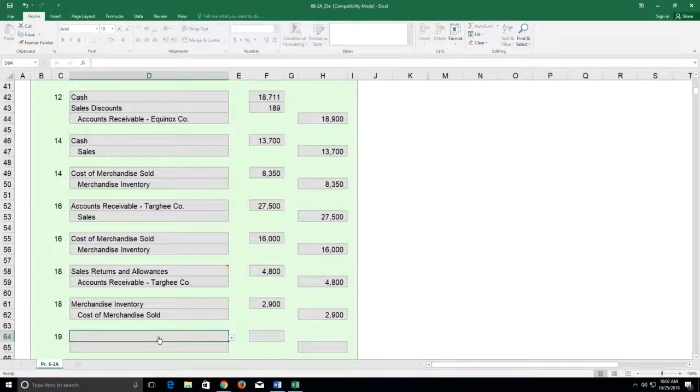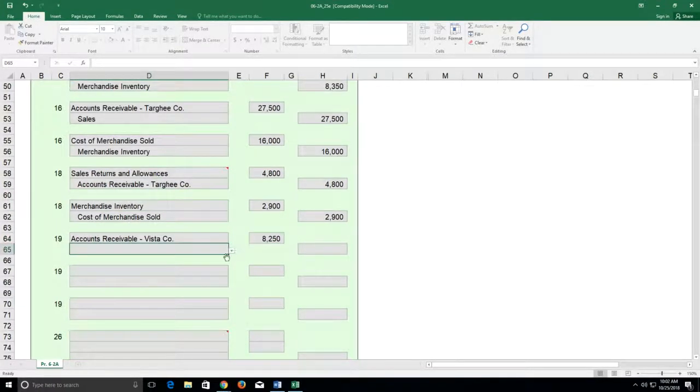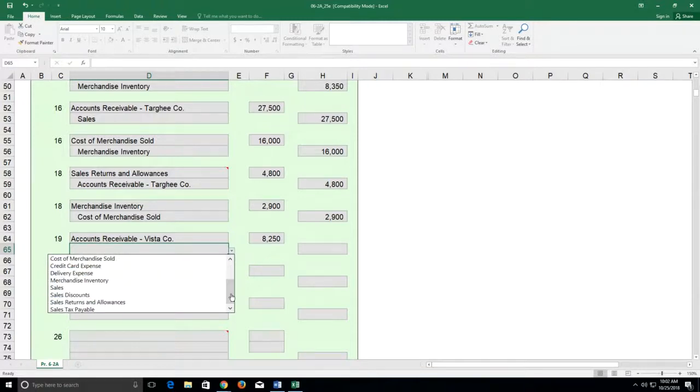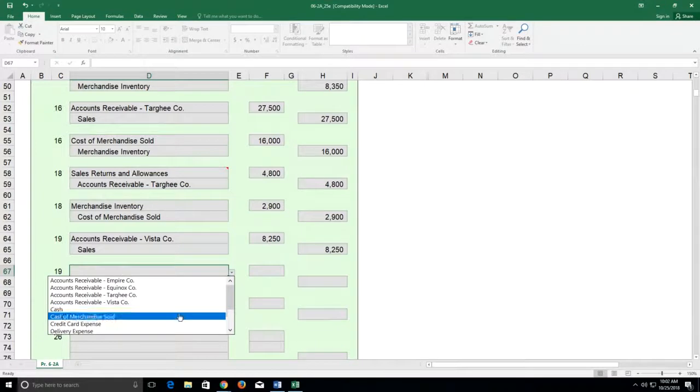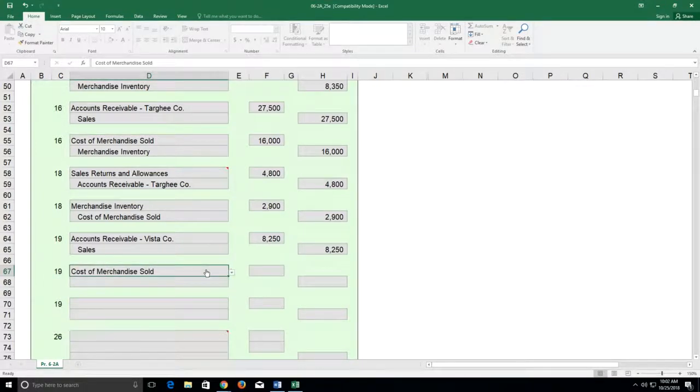On the 19th, we sold to Vista Company. So we have accounts receivable Vista for $82.50 and sales for the same $82.50. And then we have cost of merchandise sold of $5,000. Oops, I'm missing something. Oh, okay. It says they added $75 to the invoice for prepaid freight.